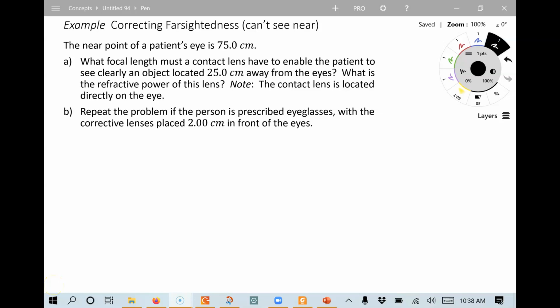Hi, this is an example problem on correcting farsightedness. Pause for a moment to read the question.